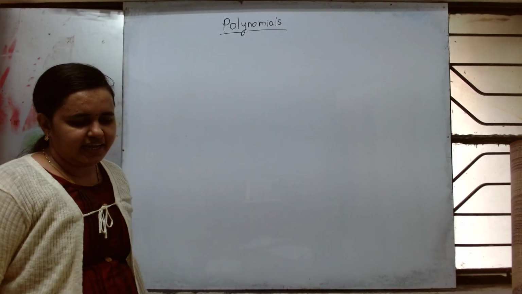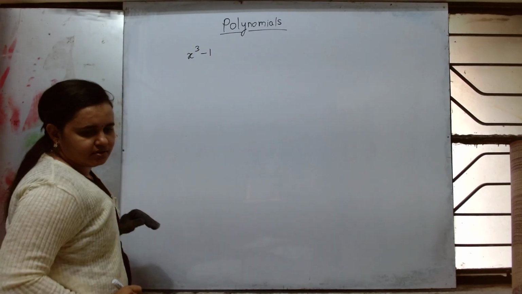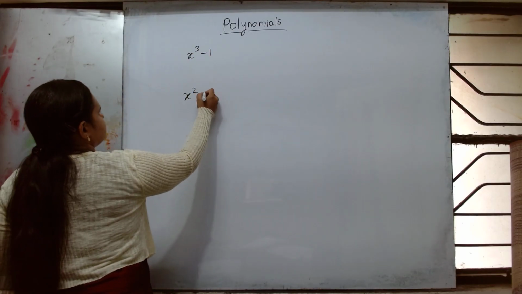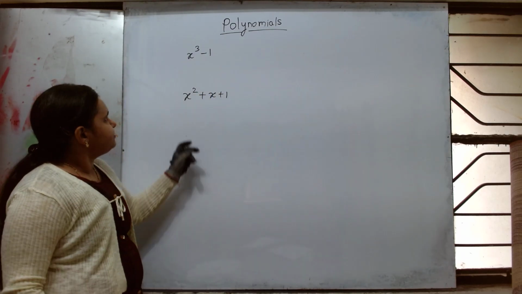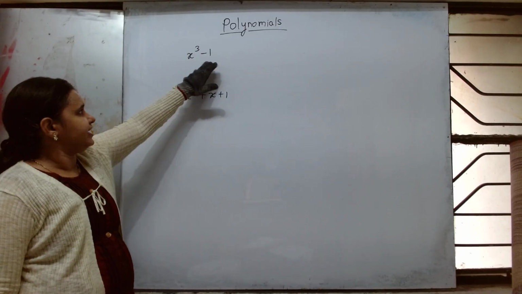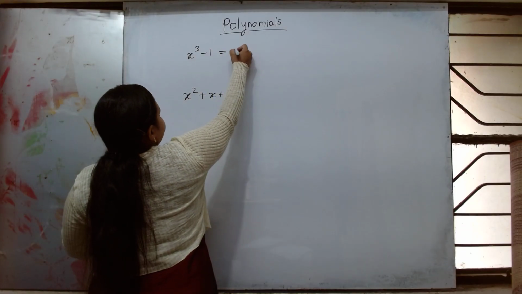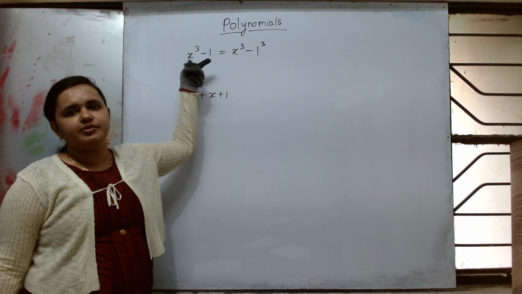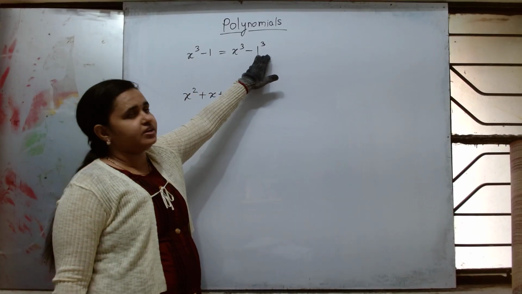We have to find again the LCM of x cube minus 1 and x square plus x plus 1. Now we have to find the factors first. This is x cube minus 1. We can write 1 as 1 cube, so it will be x cube minus 1 cube. There is no change, 1 cube will be 1, so they both are the same. Now x cube minus 1 cube.